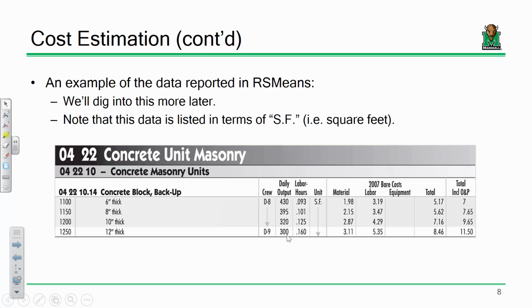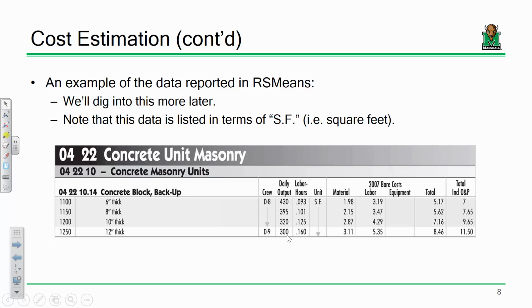So we have material costs, we have labor costs. So this is total cost. We really don't need any equipment if you're just laying block. Total cost, including overhead and profit. We'll talk about that in a little more specificity here in a little bit. There's also some information on crews.